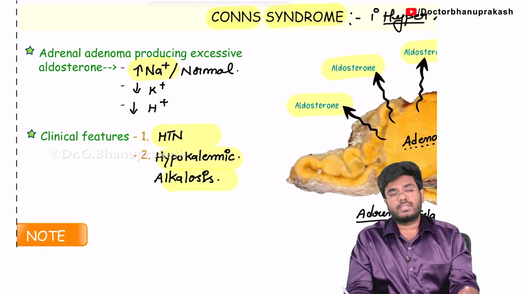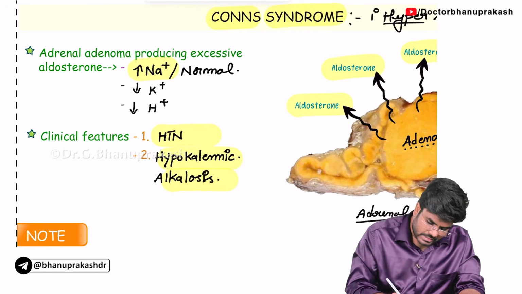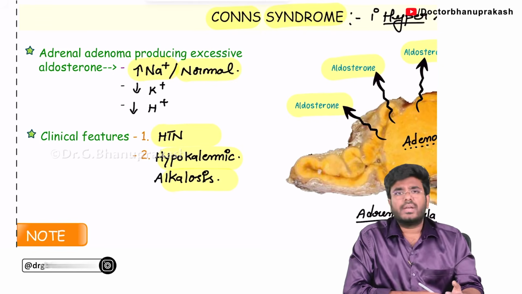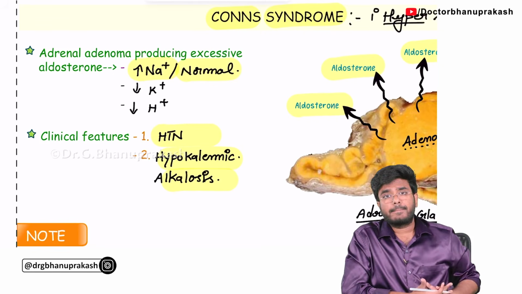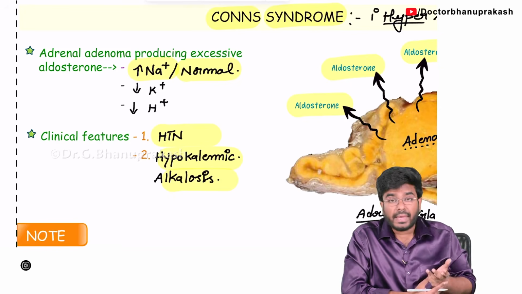So, it can be elevated. The sodium levels can be more because of the high aldosterone, or sometimes the sodium levels can be normal. Now, students will be thinking, sir, why is it normal? There is aldosterone, right? Aldosterone is trying to increase the sodium, right? But why in Conn syndrome may patients present with normal sodium levels?